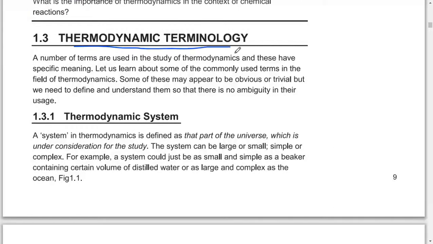Thermodynamic terminology. A number of terms are used in the study of thermodynamics and these have a specific meaning. Let us learn about some of the commonly used terms in the field of thermodynamics. Some of these may appear to be obvious or trivial, but we need to define and understand them so that there is no ambiguity in their uses.